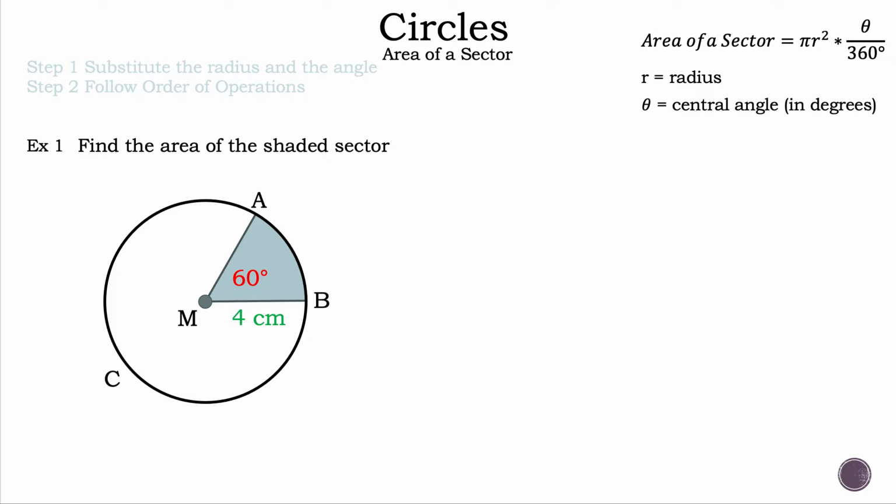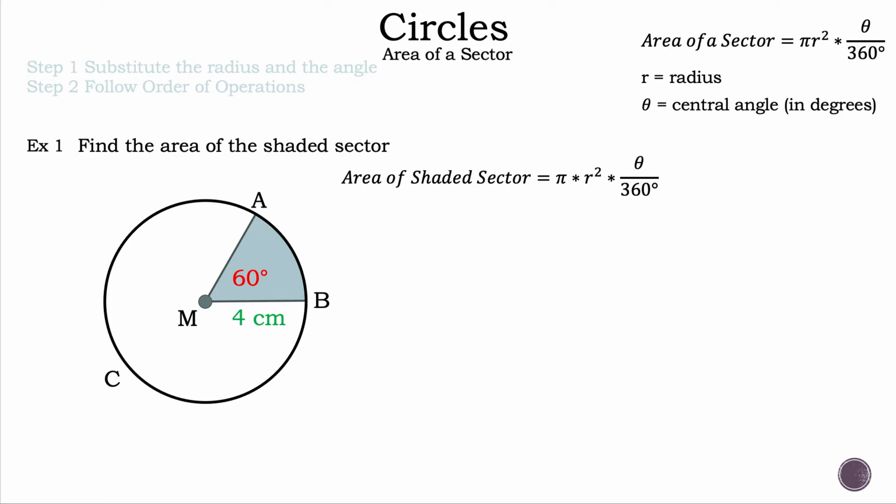Now let's read the question. Find the area of the shaded sector. Before we begin with that, our first step is to write down the formula of an area of a sector in circles. And that formula is pi times radius squared times theta over 360 degrees. This looks very similar to the area formula of a circle, and that's because it is. The portion that we added, theta over 360 degrees, will tell us the area of the circle that we want.